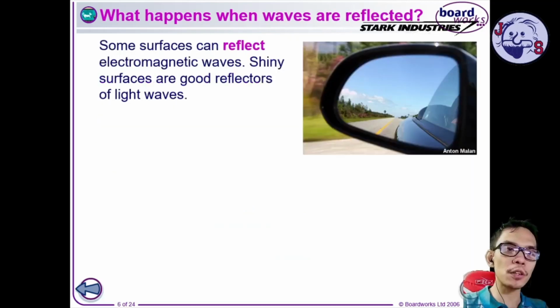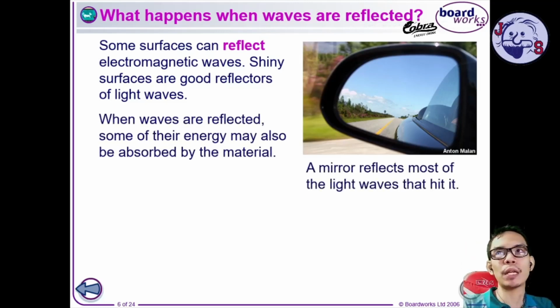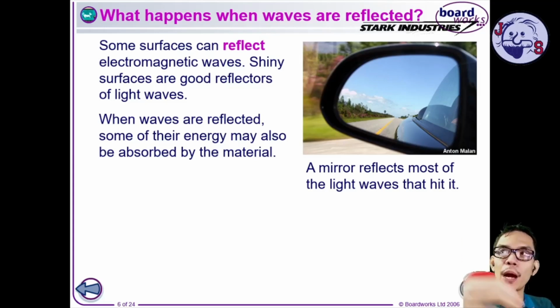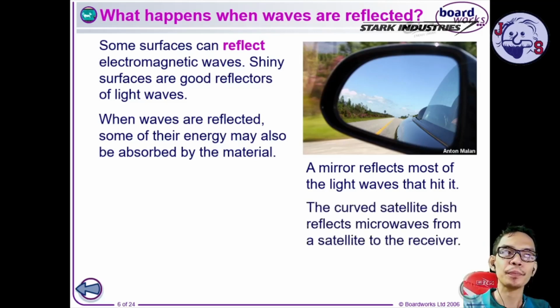There are also some materials that reflect light, especially shiny surfaces like the one that we have right here, which is the mirror. Some of the energy may also be absorbed by these materials, but not all of it. Some is reflected to our eyes or to the environment. It goes back again to the environment, the light itself that is reflected.